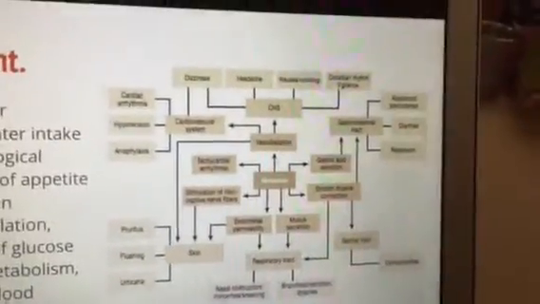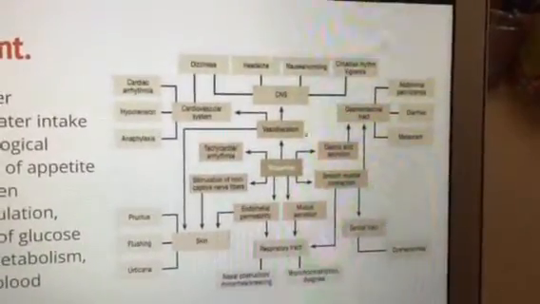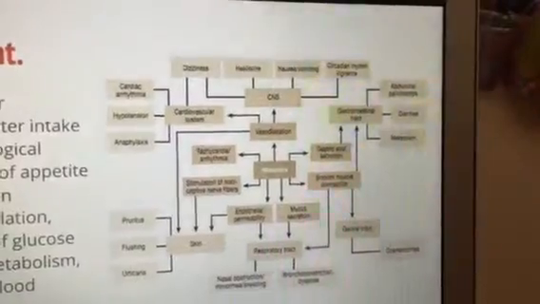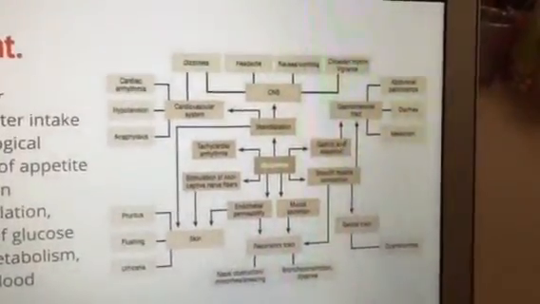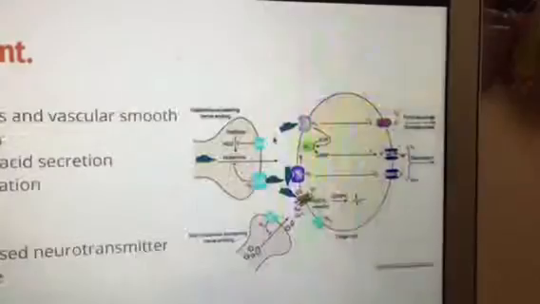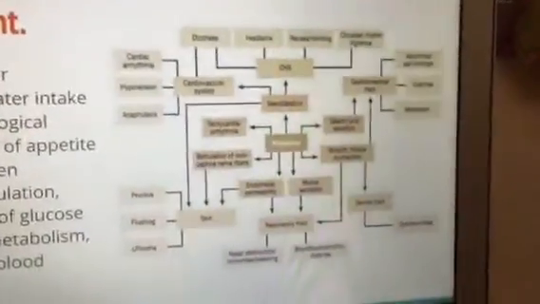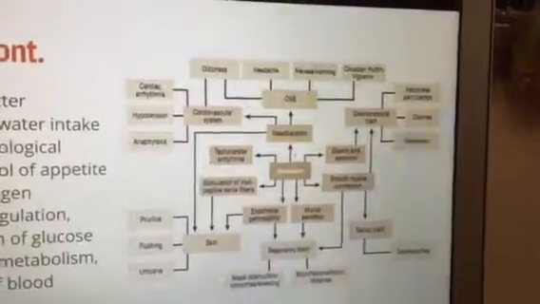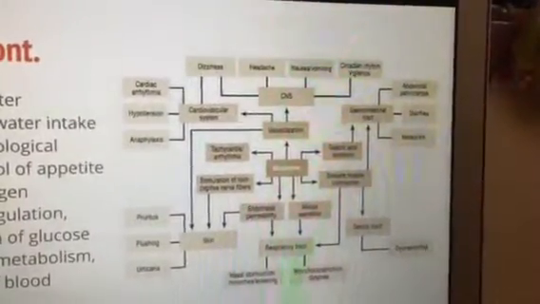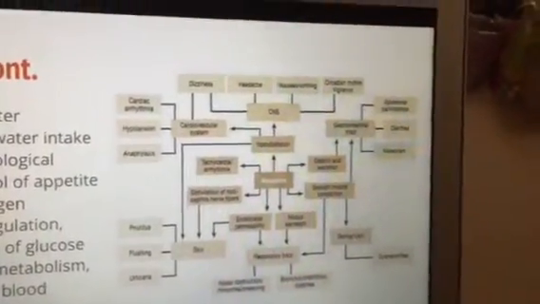I really like this image. It's a very general diagram of what histamine can do. So it can be involved in gastric acid secretion, vasodilation, which is dilation of blood vessels. So this kind of shows just in general what histamine can do. So you can take a look at that.